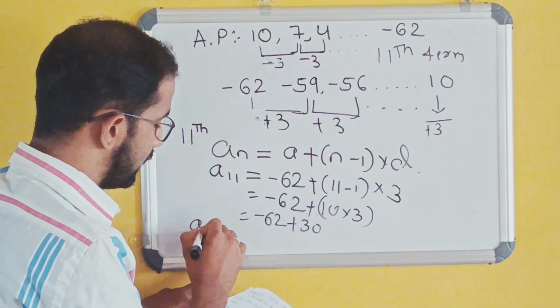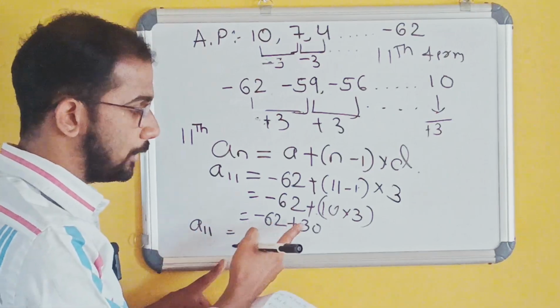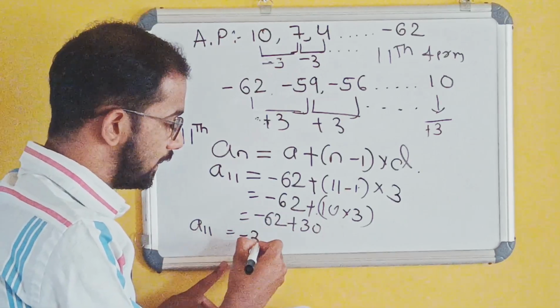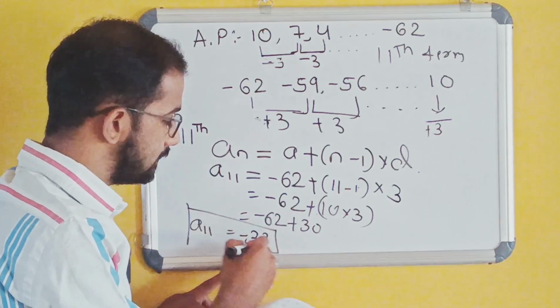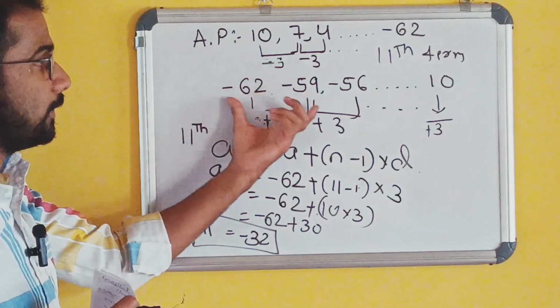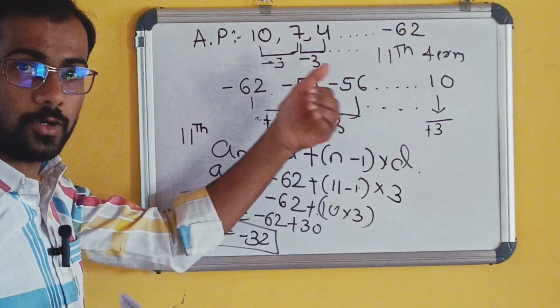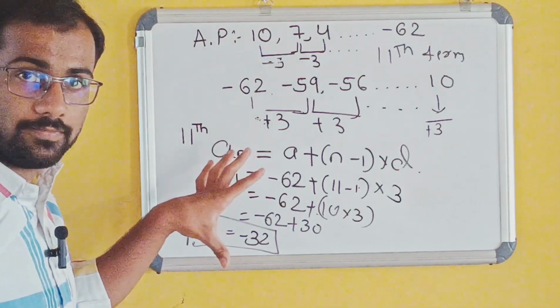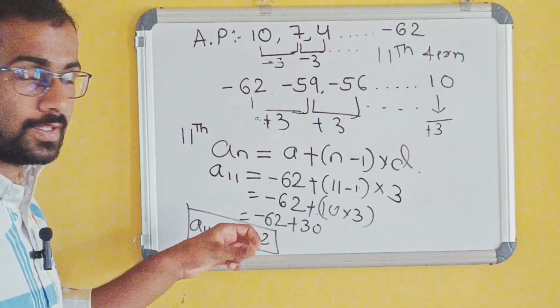This is the 11th term: minus 62 plus 30. What is minus 62 plus 30? That is minus 32. This is the 11th term of the sequence if you count from the last term. This is one method we have to solve this problem.